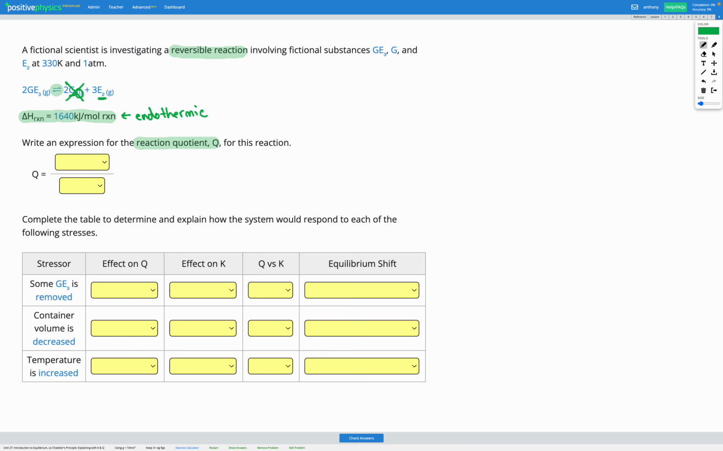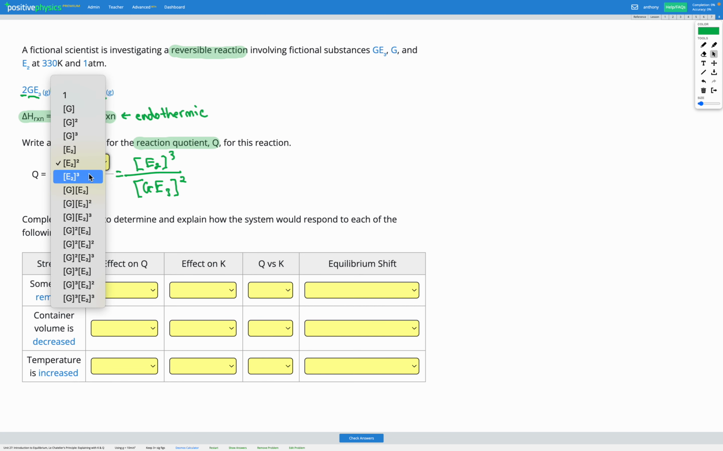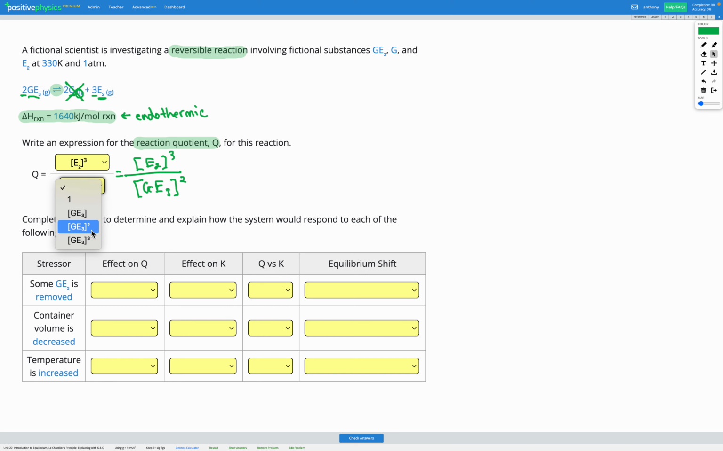Then we've got E2, that's a gas. So we've got concentration of E2 on top of our fraction to the power of its coefficient, which is 3. On the bottom of our equation, we've got Ge3, which is a gas. Great, that can be included. And it's got a coefficient of 2, so it's going to be squared. So we can go ahead and fill that in. On the top, we have E2 cubed. On the bottom, we have Ge3 squared.